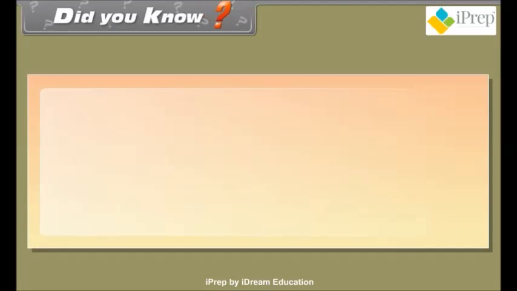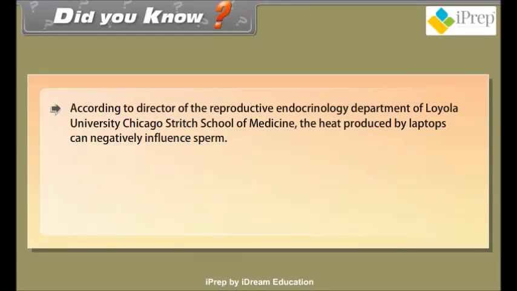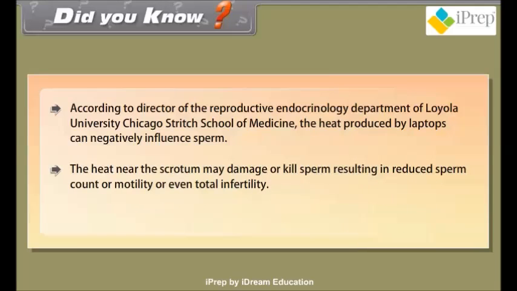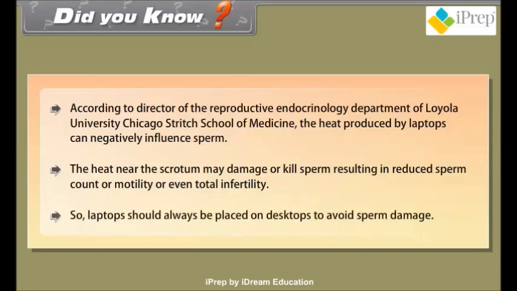Did you know? According to the director of the Reproductive Endocrinology Department of Loyola University, Chicago Stritch School of Medicine, the heat produced by laptops can negatively influence sperm. The heat near the scrotum may damage or kill sperm, resulting in reduced sperm count or motility or even total infertility. So laptops should always be placed on desktops to avoid sperm damage.